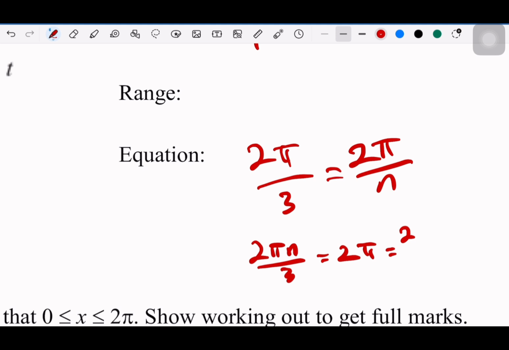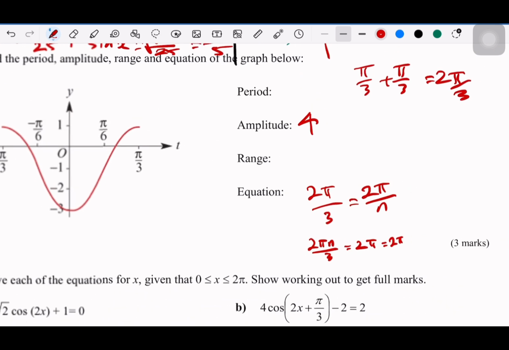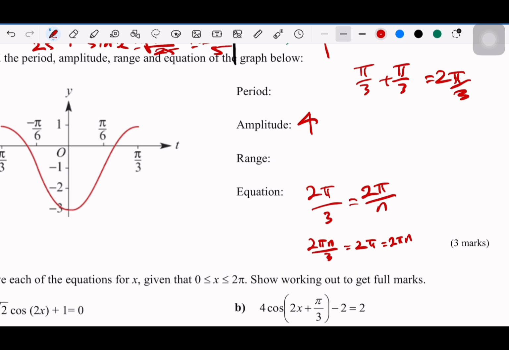Oh no, you divide by 3, sorry, algebra problem. 2 pi n equals 3 times 2 pi, which is 6 pi. And then you basically have to rearrange for n by itself. And so you get n is equal to 6 pi divided by 2 pi. So n equals 3, which is the coefficient of x.